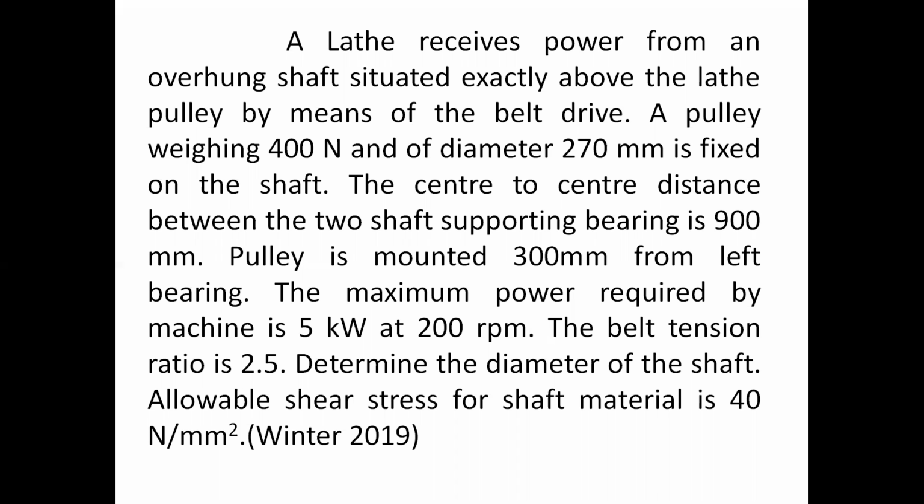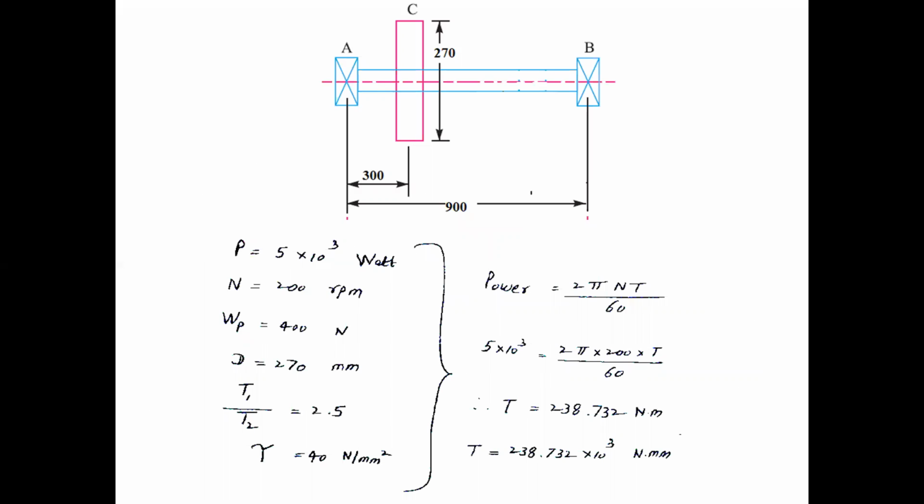If you just see all the details, there is one pulley. You can see the pulley in the figure. It is a simply supported shaft mounted on bearings with a bearing to bearing distance of 900 mm. The distance from the pulley to the left bearing is 300 mm. You can see A and B as bearings and C as the pulley in the figure. The pulley has 270 mm diameter.